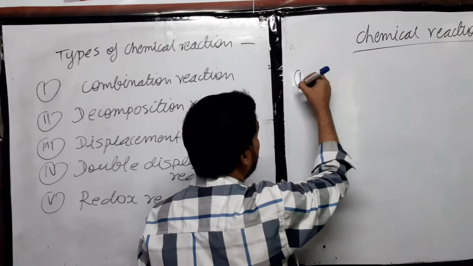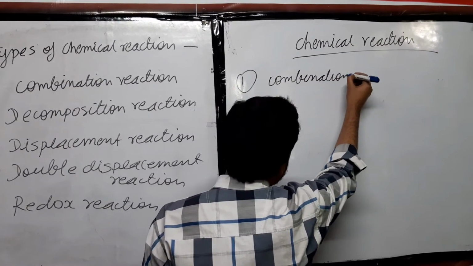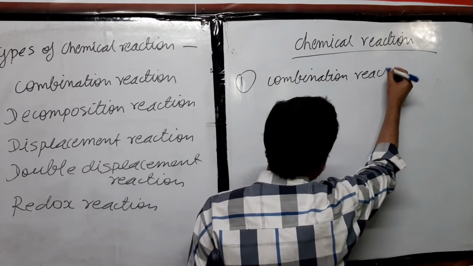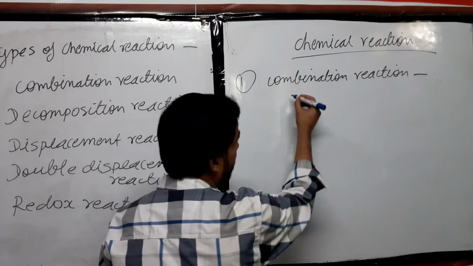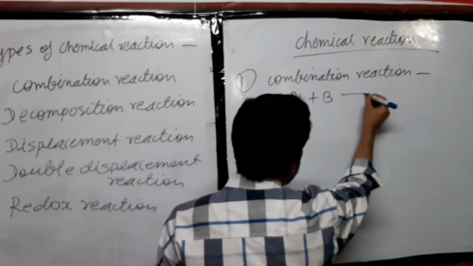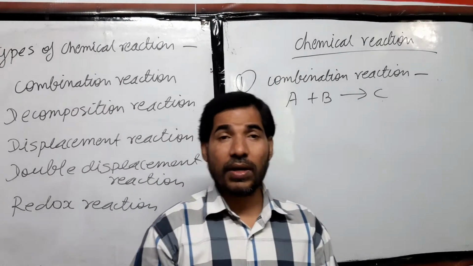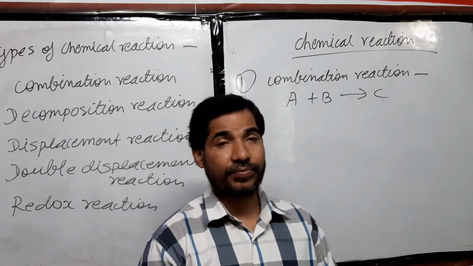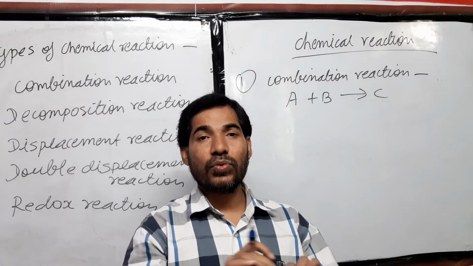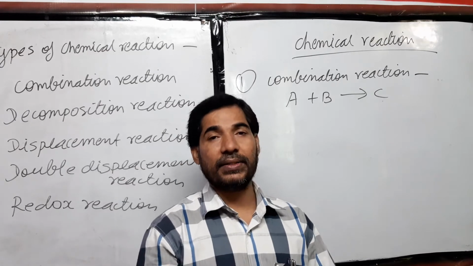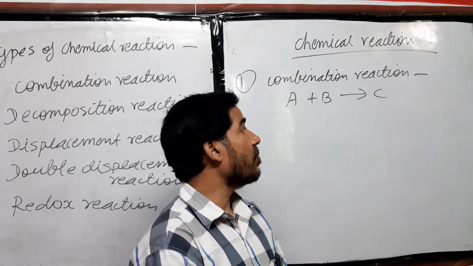First is combination reaction. Its general format is A plus B gives C. First of all, I am going to define it. What is a combination reaction? Those chemical reactions in which 2 or more than 2 substances get combined and form a new substance are called combination reactions.